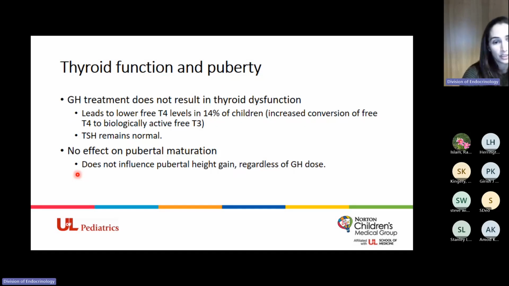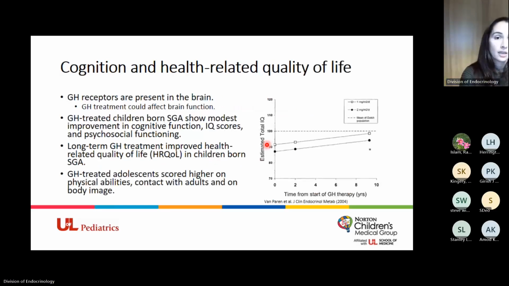It does not influence pubertal height gain regardless of the dose. That's sometimes a misconception that we have to increase the doses of growth hormone during puberty to allow more rapid growth, but it doesn't really make any difference.